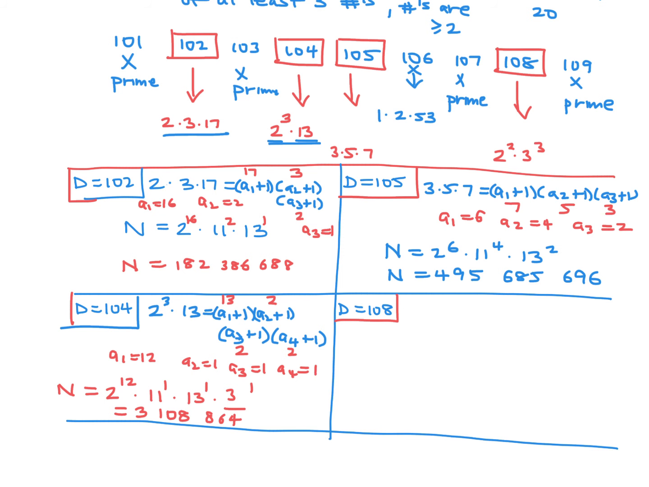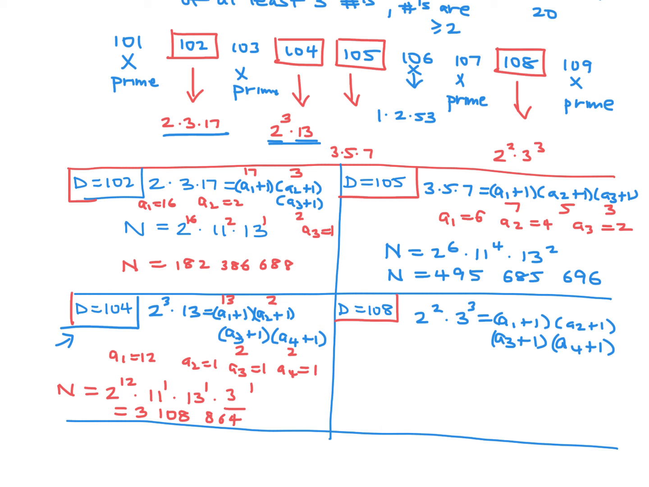Finally, with d equals 108, that one, we've got 108 is what? 2 to the power of 2 times 3 to the power of 3, and that is A1 plus 1, A2 plus 1, and A3 plus 1. And for this one, just like we did with 104, we're going to have to add another prime to minimize n.